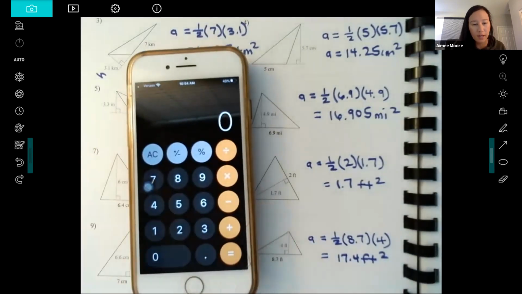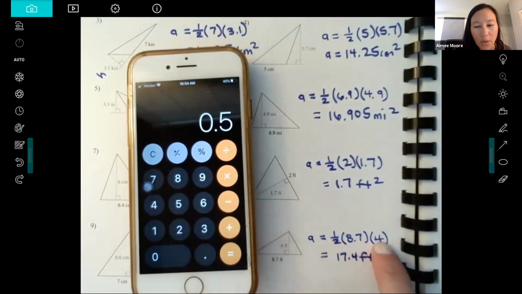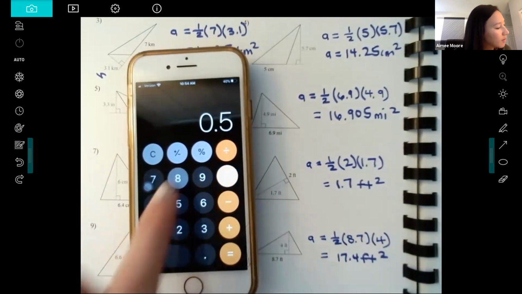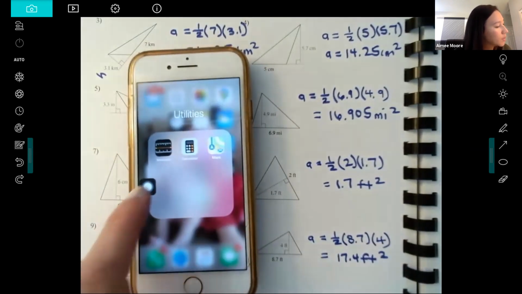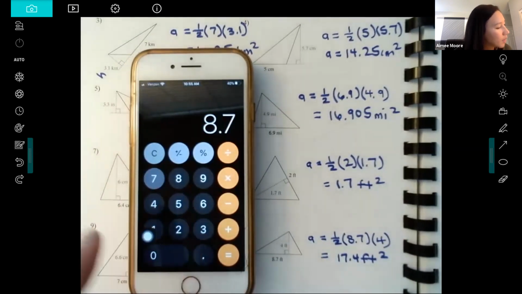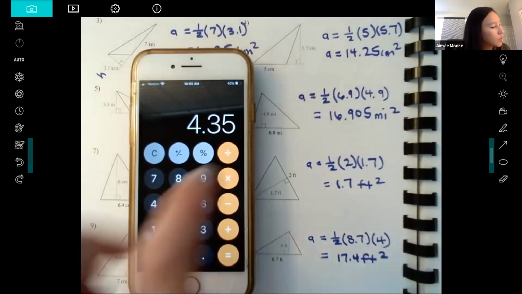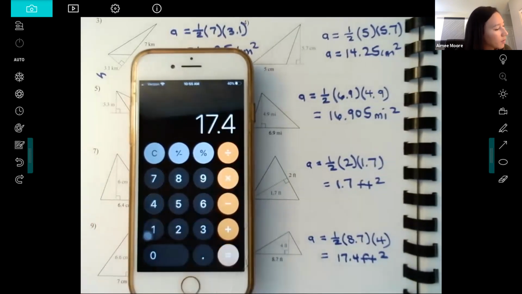So I probably should have gone over this with you at the beginning. But you can just start by doing 0.5. You can just multiply straight across in order. So I do 0.5 times 8.7, which is 4.35. And then multiply that by 4. And then that's how you get the 17.4. All right.